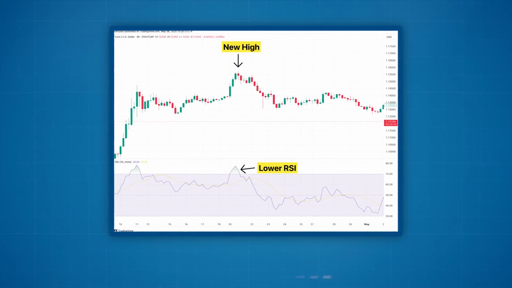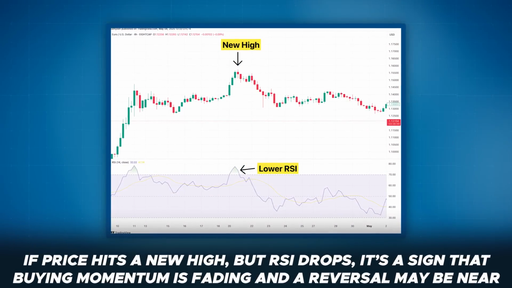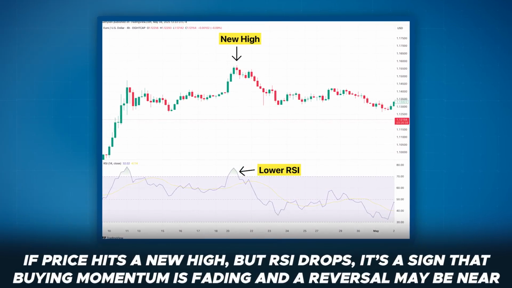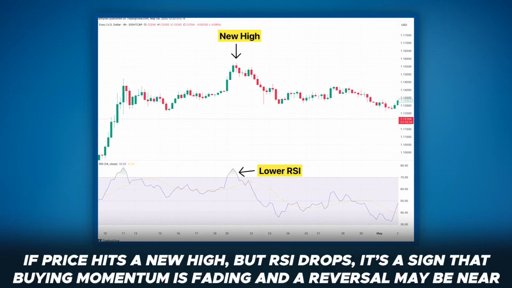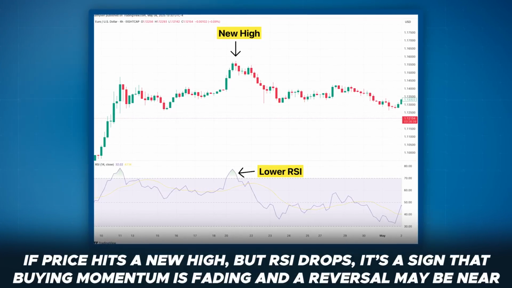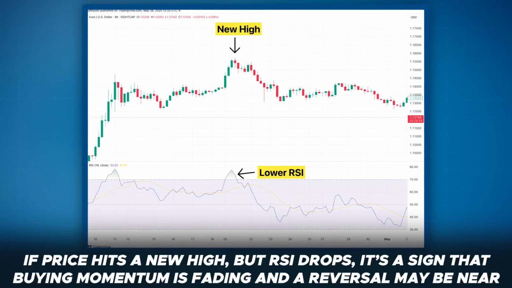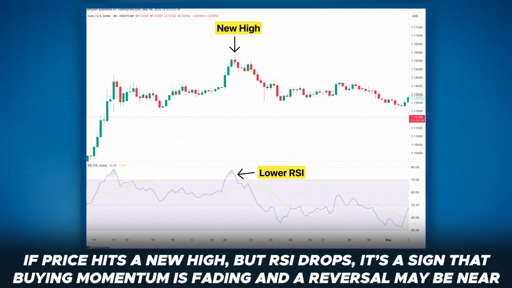And you can see a classic example of that in this 4-hour euro-dollar chart. Take a very close look, and you can see that the price is forming a new high. But if you look at the bottom of the chart where the relative strength index is, the RSI is actually falling, which indicates that buying momentum is fading and hinting to you that a potential reversal to the downside could occur.